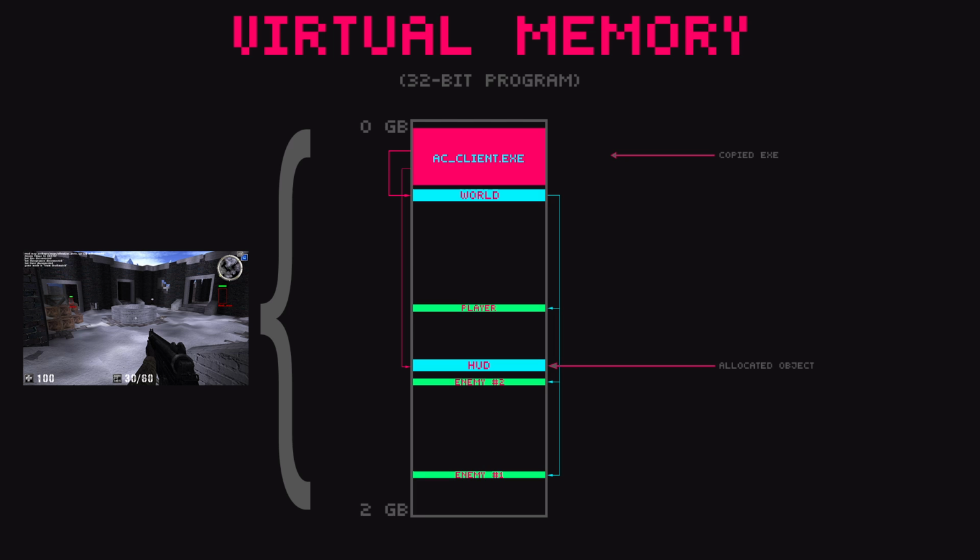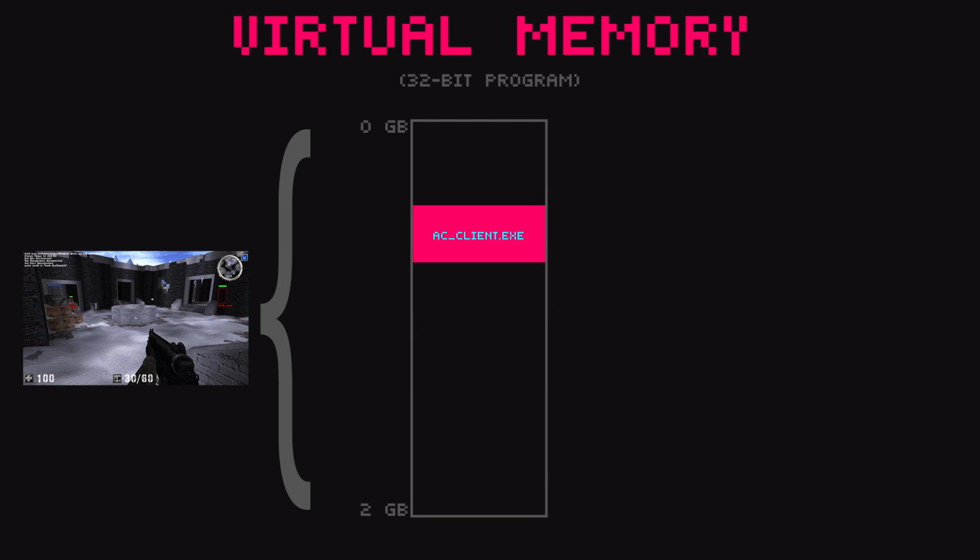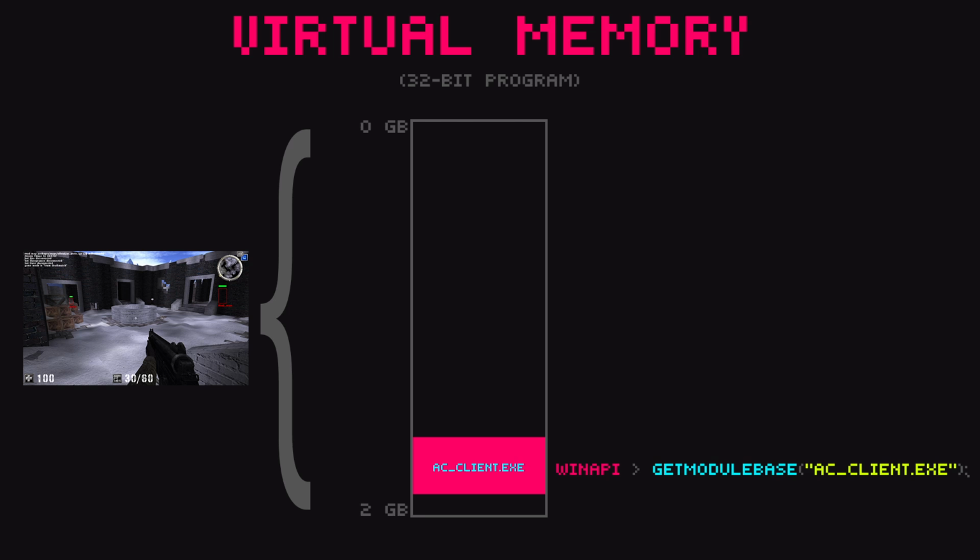However, before we get to that part, we have to understand that this copied exe is in fact the only section in this memory that's reliable. Theoretically, this exe section is also able to load anywhere within this range. However, we can use the Windows API to always find the location of the copied exe in memory, and therefore this is reliable. This reliability makes it the starting point for most of the data we'll use.